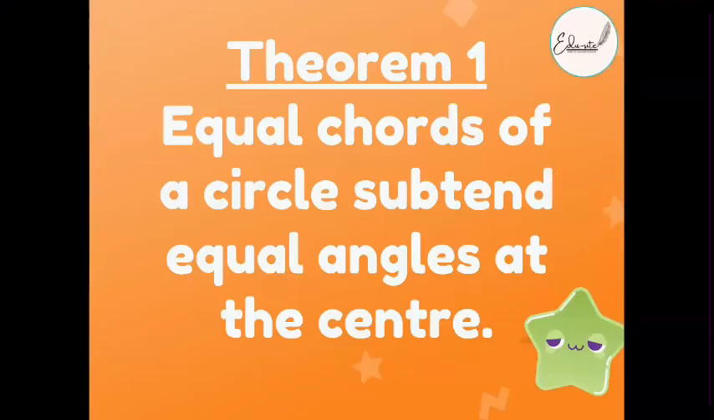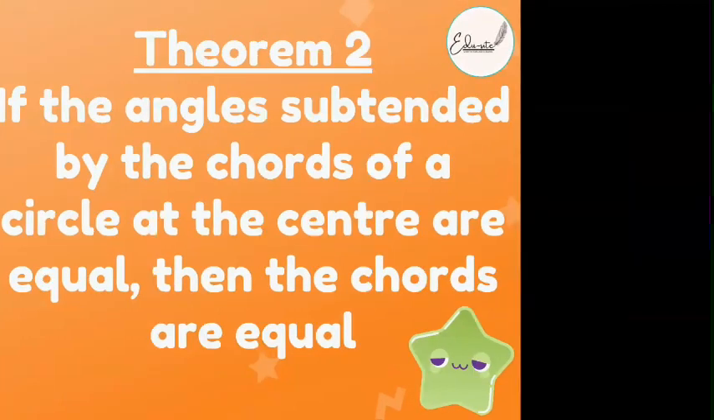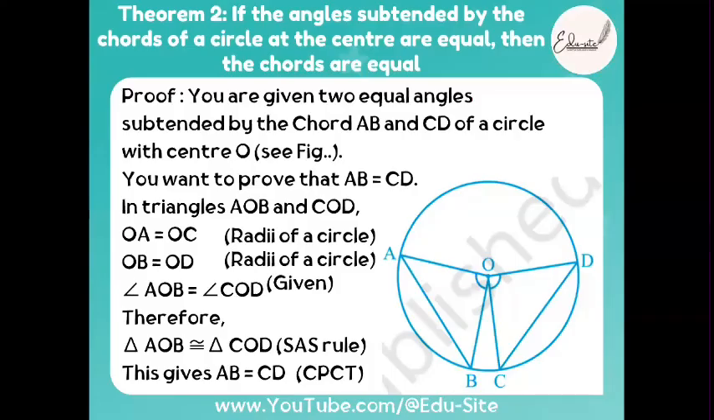We have two theorems. First theorem is equal chords of the circle subtend equal angles at the center. The second theorem is, what is the second theorem? Do you remember? Please tell aloud. Is it the converse of theorem number 1? Yes, if angles subtended by the chords of the circle at the center are equal, then the chords are equal. Yes. Theorem number 3, beta. What is theorem 3?